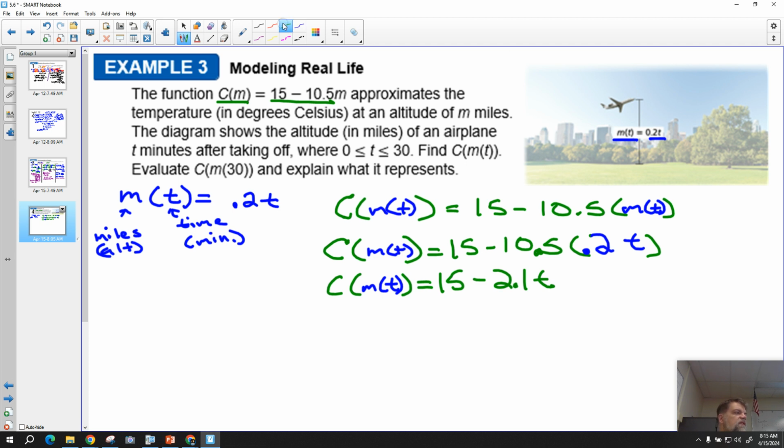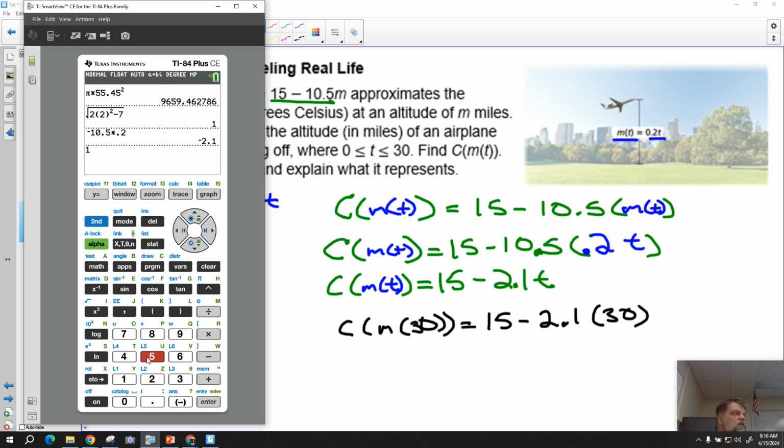So then lastly, what they want us to do is just evaluate this. They want us to evaluate this at C of m of 30, which is equal to 15 minus 2.1 times 30. Now, the cool thing about your calculators is it'll automatically do order of operations. So we could literally just put this all in one thing. I could say 15 minus 2.1 times 30. Well, bam, with the bacon sizzle. And I get negative 48.